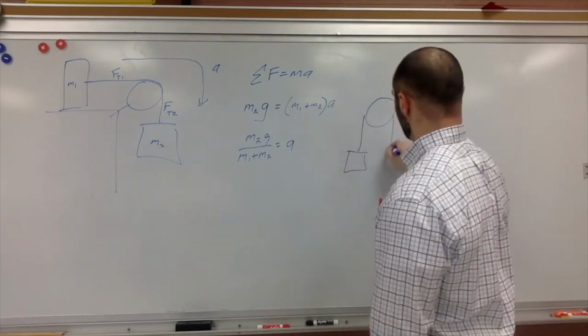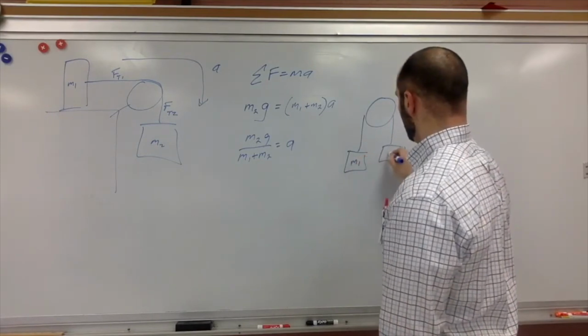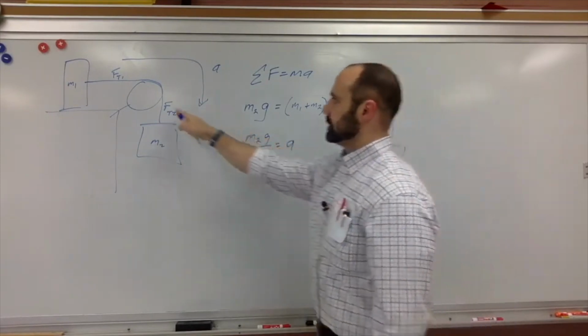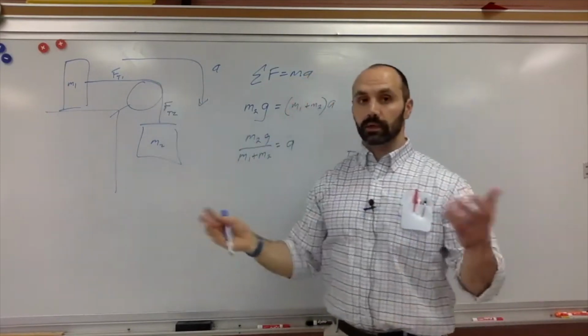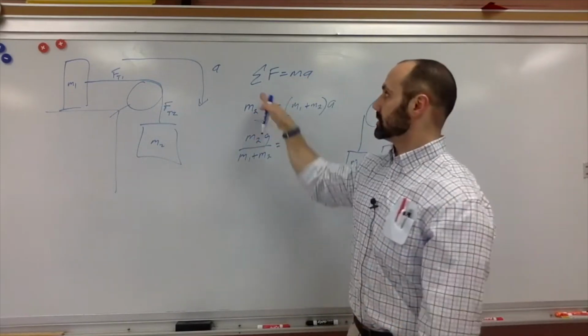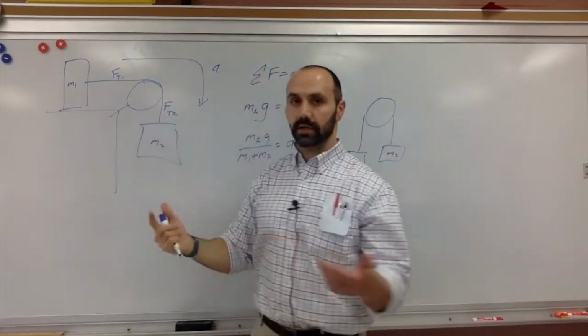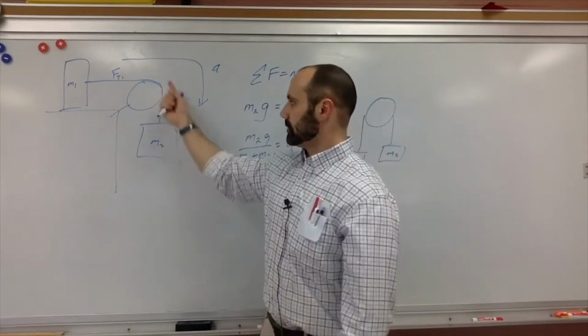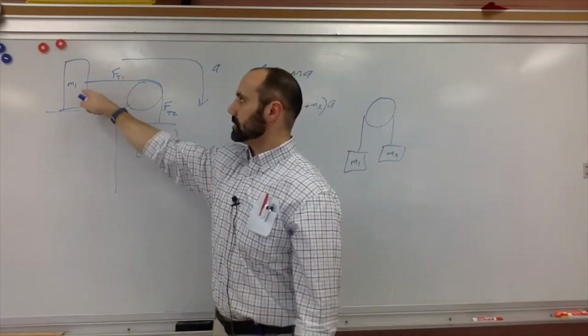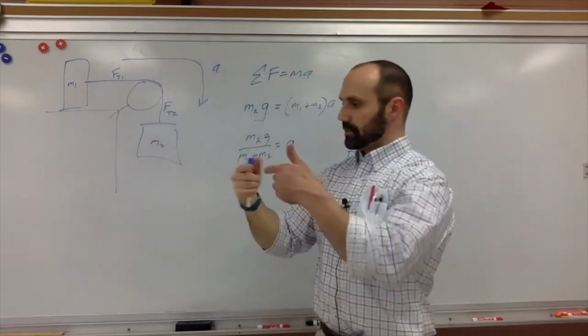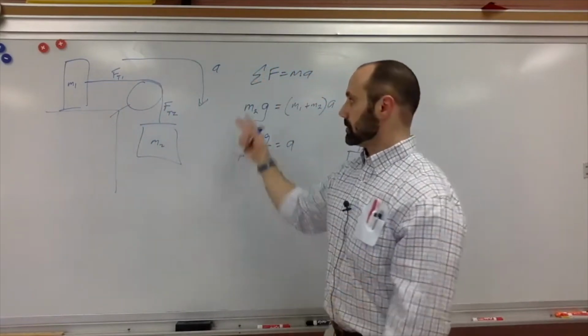Let's check it out. If this is m1, this is m2, what happened to tension here? We didn't include it. Why not? Because it's not a net external force. Internally, this tension cancels out. This tension is pulling in that direction on this mass and this direction on this mass, in opposite directions of the acceleration, and so they cancel out.